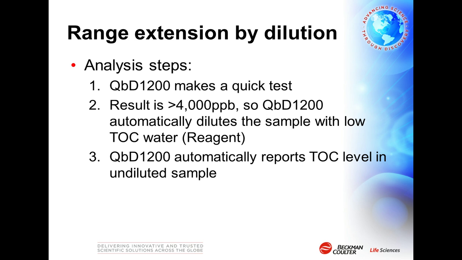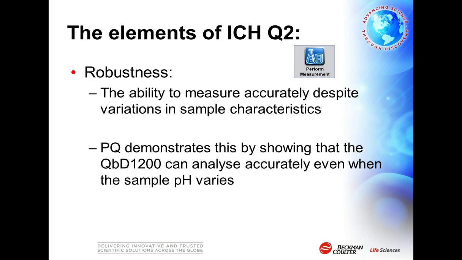In samples of up to 4,000 ppb, the dilution is not required, as the amount of persulfate added automatically each time by the QBD 1200 will successfully analyze this level of TOC. However, above 4,000 parts per billion, the QBD 1200 automatically determines the amount of persulfate to add, so the user does not need to guess.